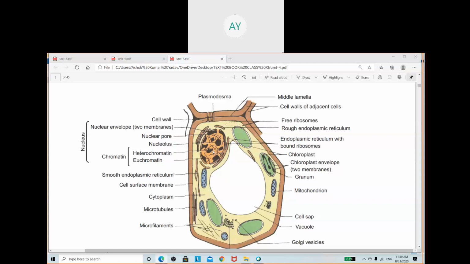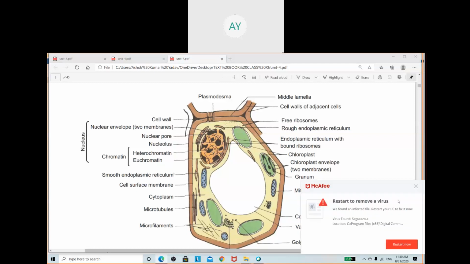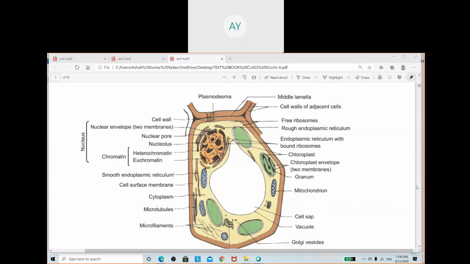Protoplast. Have you all written protoplast? Please write down the word protoplast. There is a different meaning of protoplasm and protoplast. If you have isolated a plant cell, then a cell without cell wall, cell minus cell wall, is known as protoplast.